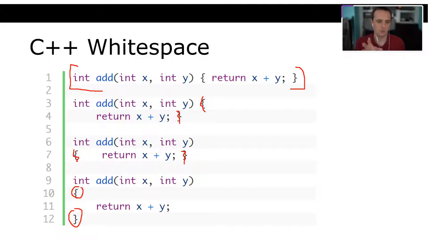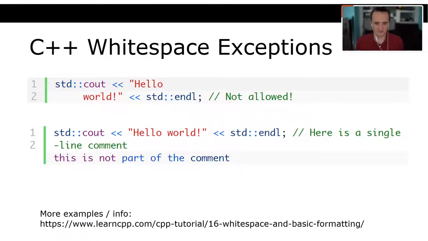So white space only matters in a couple of exceptions, all right? For example here, you cannot break up a string literal with a new line, okay? That is something you cannot do. You cannot break up a comment by white space like this, okay? So if your comment spans two lines, this is no longer part of the comment, all right? So that is when white space matters, but we'll have some standards that we implement in this course, so just use those standards.